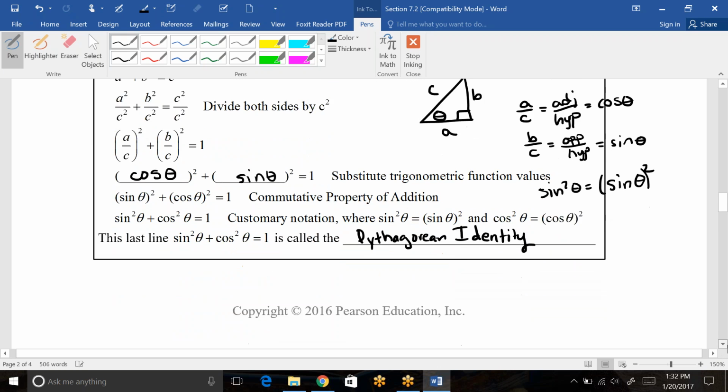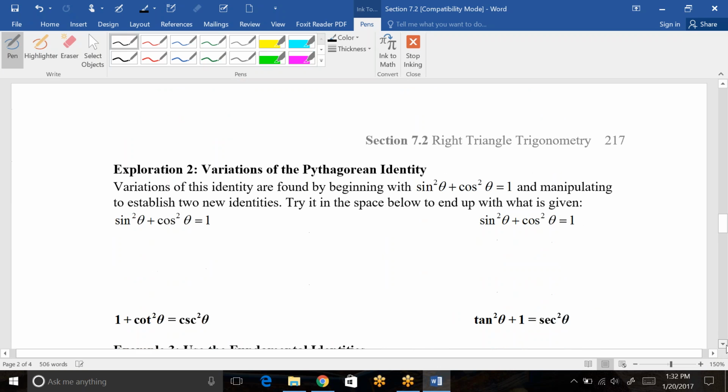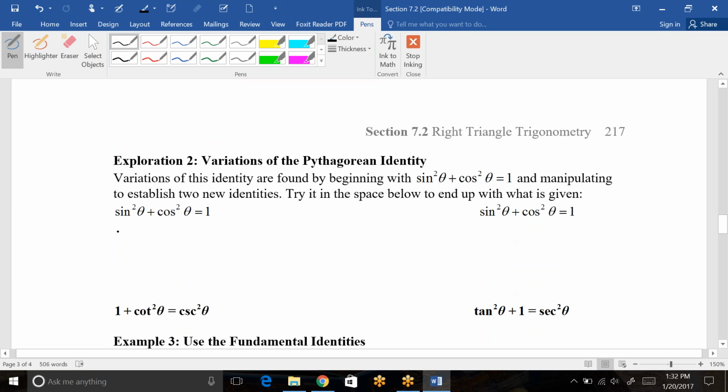Now there are 2 other variations of this same identity, and they are found by just manipulating the one we just came up with. If you divide everything in this by sine squared, in other words, you're just trying to see what would happen if we tried to turn one of the things on this side into a 1. Well, sine squared over sine squared would be 1. Cosine squared over sine squared is cotangent squared. And 1 over sine squared is the square of the reciprocal of sine, which, remember, is cosecant. So that's how they come up with this variation of the formula.